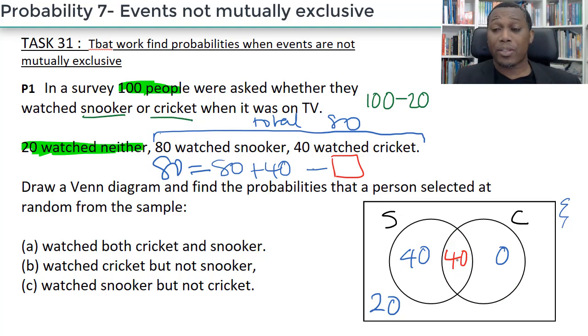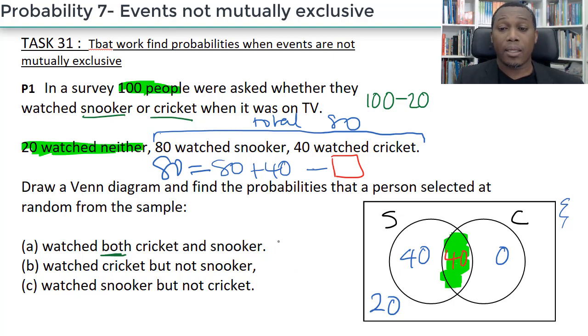The only way it happens is if 40 people are playing snooker and cricket. There's 80 in total. Now, watch both. Both is in the middle. That's this section here, and I would use both. Cricket and snooker, it's both, and the probability of that, they watch both.